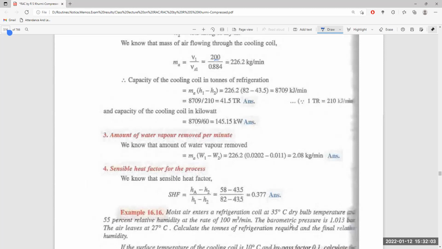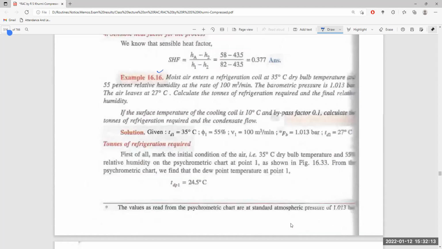Next question, next problem, number 16. Moist air enters the refrigeration coil at 35 degrees centigrade dry bulb temperature and 55% relative humidity at the rate of 100 cubic meters per minute. The barometric pressure is 1.013 bar. The air leaves at 27 degrees centigrade.